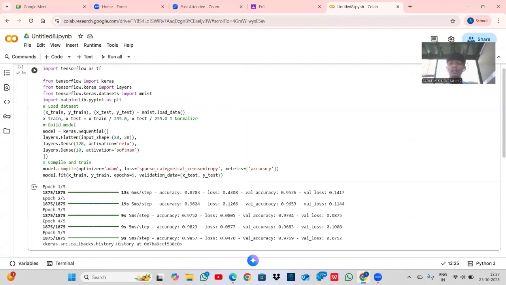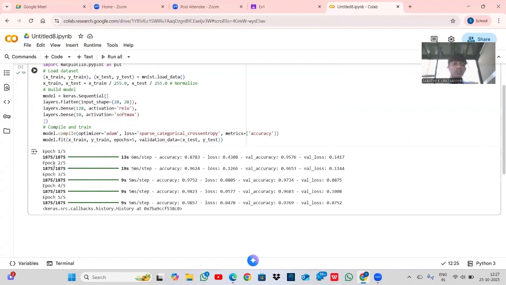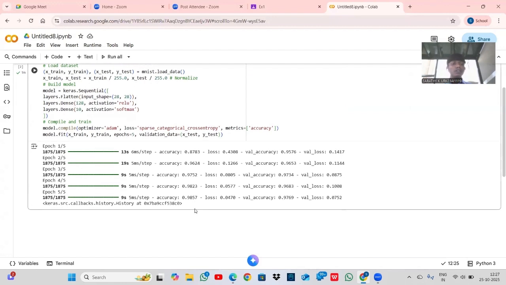And we train the model for 5 epochs, meaning the network sees the entire dataset 5 times, and the validation data helps us test the accuracy after each epoch. The training process adjusts weights to minimize the loss function, and we saw the output and the evaluation. The output shows epoch 1 of 5, 2 of 5, 3 of 5, 4 of 5, 5 of 5. It is the callback history from the multi-class classification. Thank you.